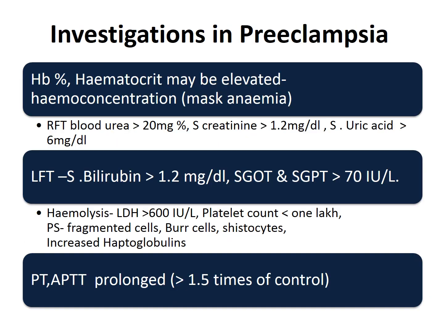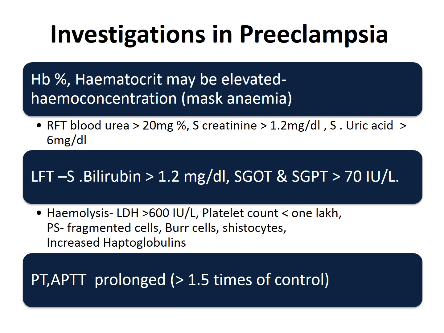In preeclampsia, hemoglobin and hematocrit may be elevated due to hemoconcentration, and a normal hemoglobin may be masking an actual anemia. Renal function tests we do are blood urea, serum creatinine and serum uric acid. A blood urea greater than 20 mg percentage, a serum creatinine value of 1.2 mg per deciliter, or serum uric acid greater than 6 mg per deciliter is abnormal.